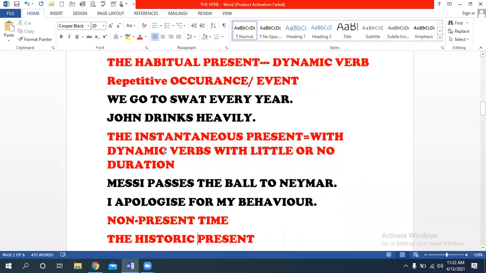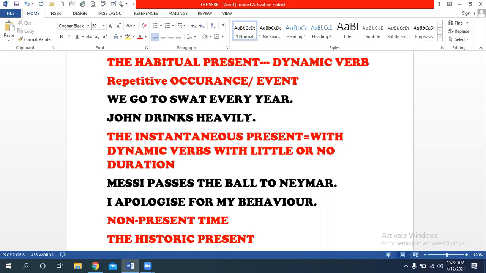The second aspect is the habitual present. It shows habits, things that we do repetitively, which occur again and again. Like we say, we go to Swat every year, and John drinks heavily. So this action is happening repeatedly. The person who is doing it is doing it repeatedly.